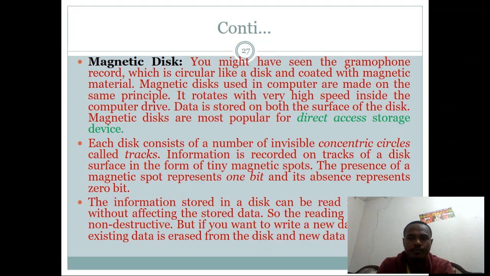Magnetic disk. You may have seen the gramophone record, which is circular like a disk and coated with magnetic material. Magnetic disks used in computers are made on the same principle as the gramophone. The disk rotates at high speed inside the computer drive. Data is stored on both surfaces of the disk. Magnetic disks are most popular as direct access storage devices. Each disk consists of a number of invisible concentric circles called tracks. Information is recorded on the tracks of the disk surface in the form of tiny magnetic spots.